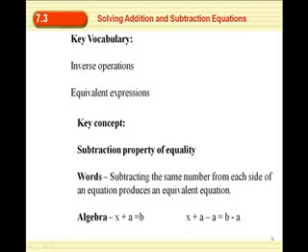7th grade, this is 7.3, solving addition and subtraction equations.